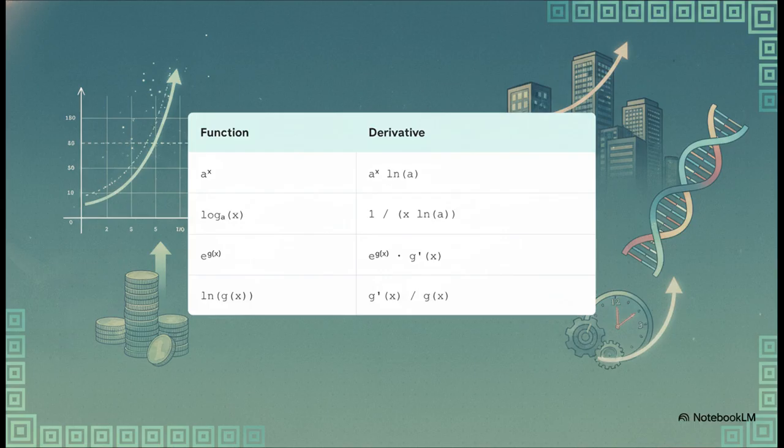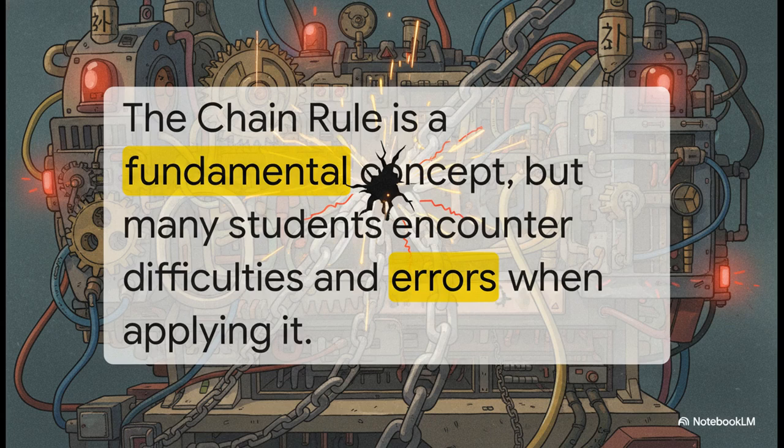But here's where it gets really important. Focus on those bottom 2 rows. When the thing up in the exponent or inside the log is a whole other function, which we call g of x, the chain rule has to come out and play. You see that extra g prime of x multiplied at the end? That's the chain rule in action. You absolutely cannot forget it. Look, the chain rule is your best friend here. It's what unlocks the real power of these functions. But let's be real, it's also where almost everyone messes up at first.